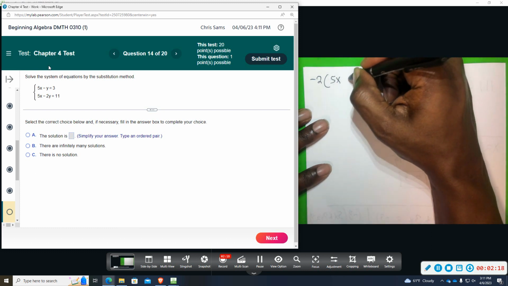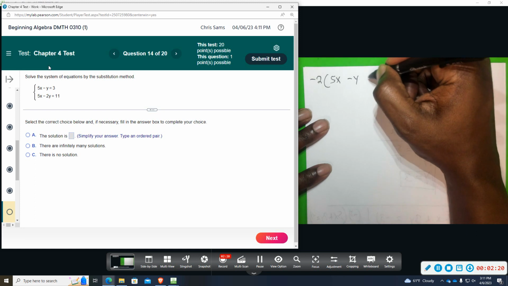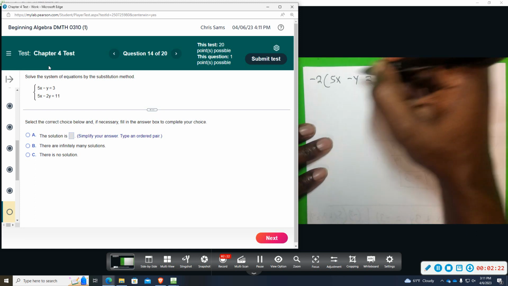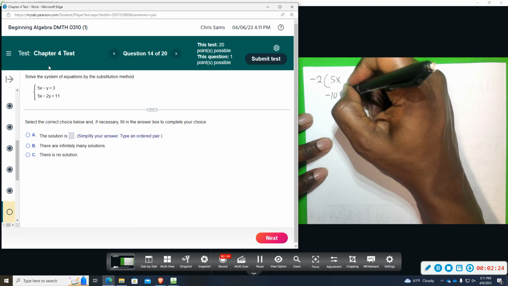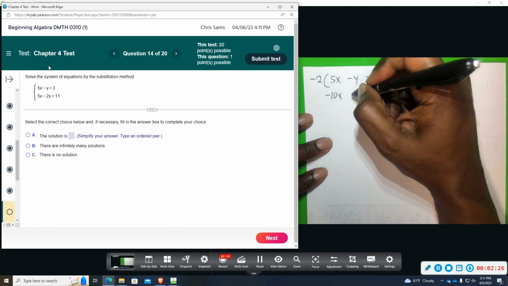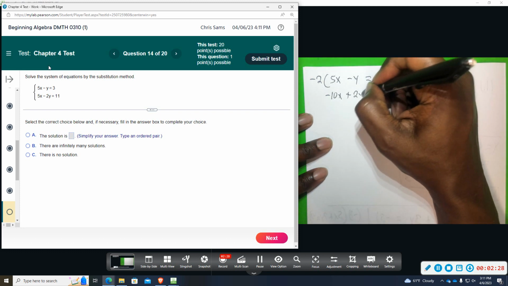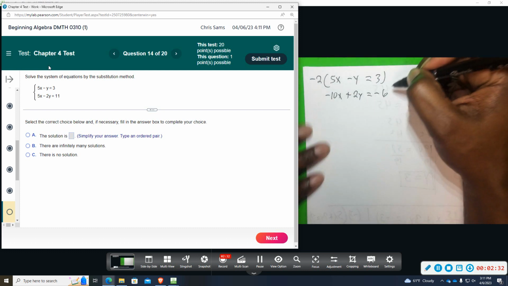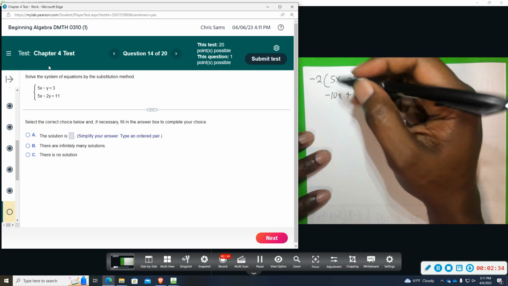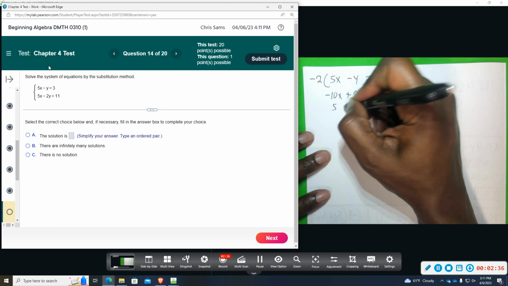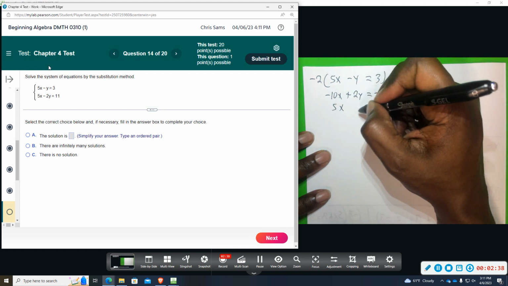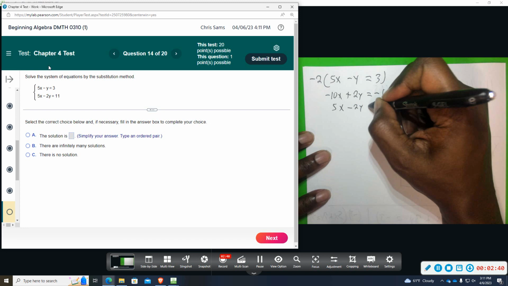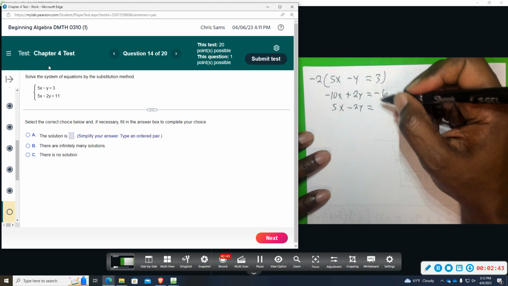5x minus y equals 3. It's going to give me a -10x positive 2y, negative times a negative, and then equals a -6. Don't forget to multiply the last one. And bring the other equation right below it. 5x minus 2y equals 11.